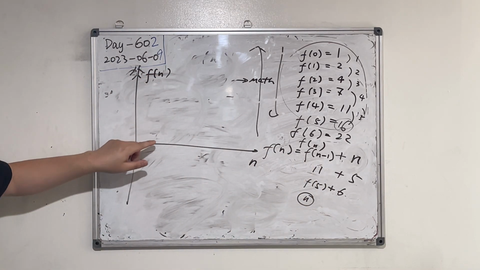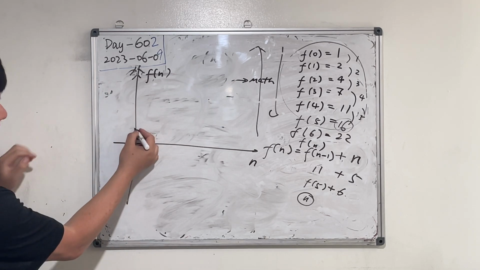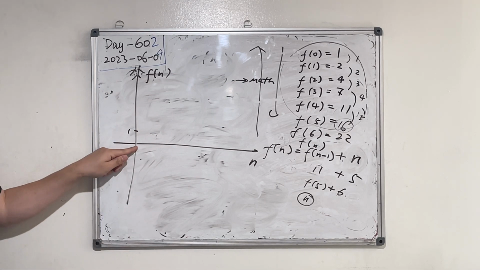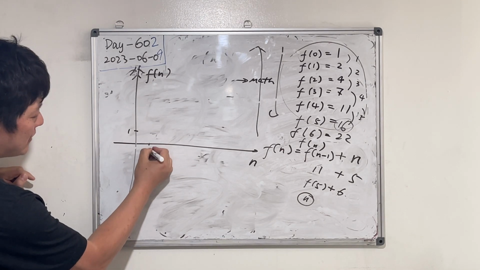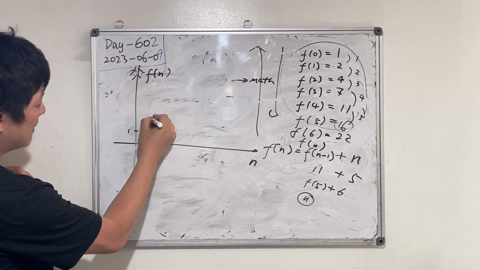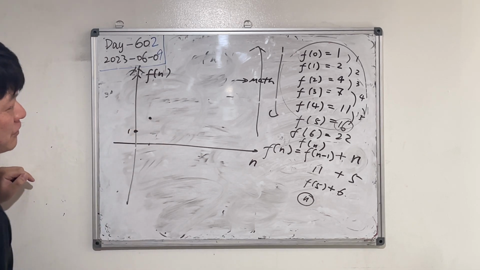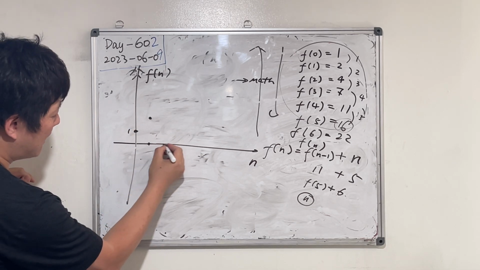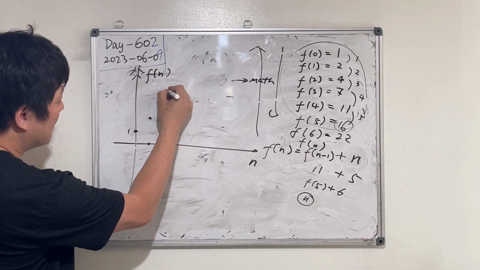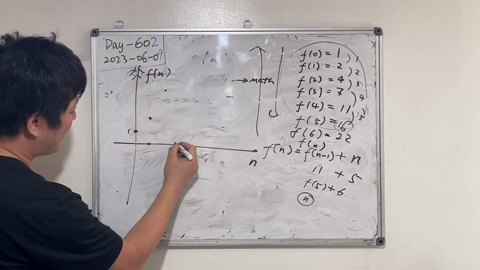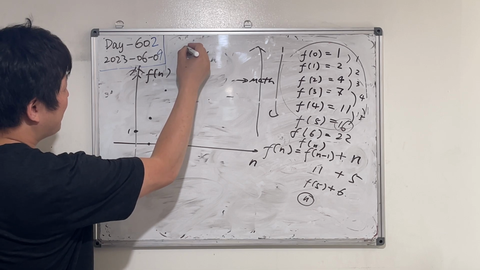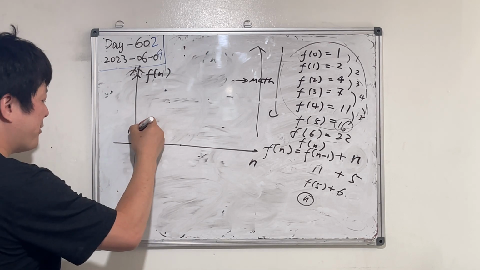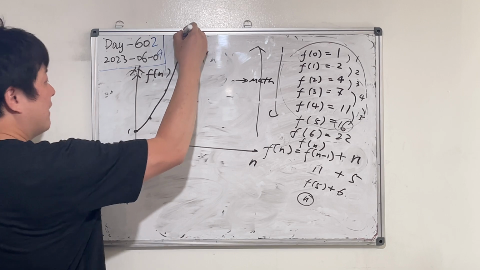F0 is 1, right? Okay, F1 is 2. Here is 1, F1 is 2 here. Okay, so F2 is 4, right? F2 is 4. Okay, F3 is 7. 7 might be here. So if you connect the points, something like that.